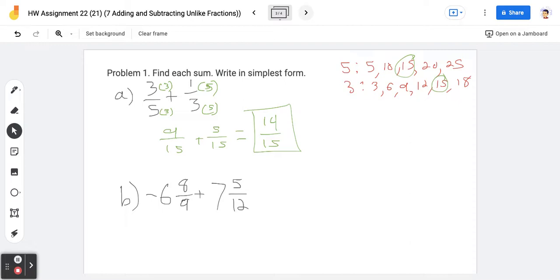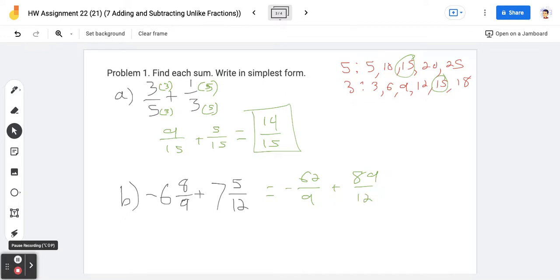So 9 times 6 is 54, plus 8 is going to be 62. That'll give us, I'll write it over here, negative 62 over 9, plus 12 times 7 is 84, plus 5 is 89. 89 over 12. So, taking strategies that we talked about the other day.